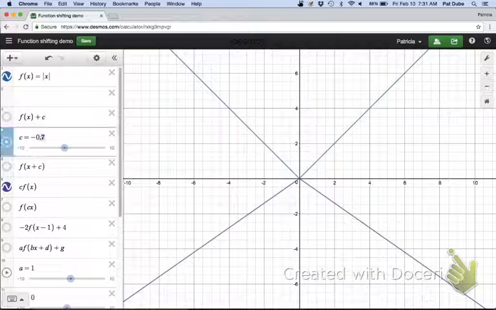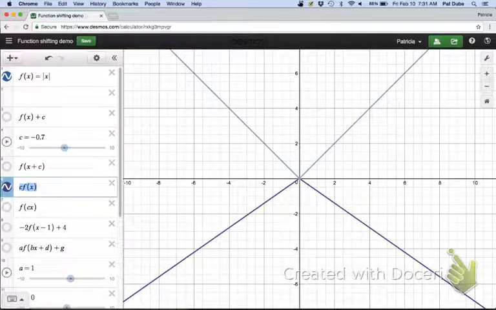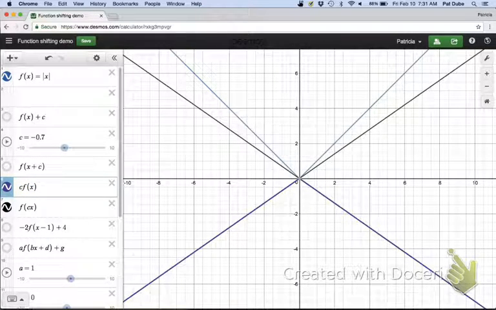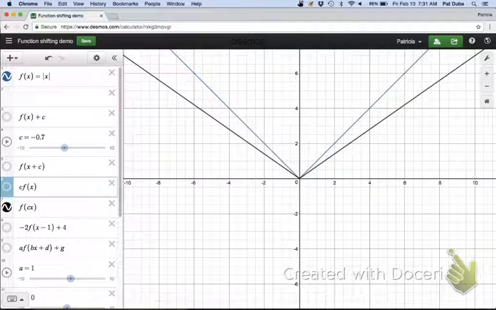In this case, I've got c as negative 0.7. So the y-coordinate of the old function gets multiplied by negative 0.7, which is what flips it and changes the slope of the graph. When I go to what happens when I have the x-coordinate changed, well, if it's negative, it rotates. You can't see it, but it's rotated around the y-axis. You don't see it because of the symmetry.